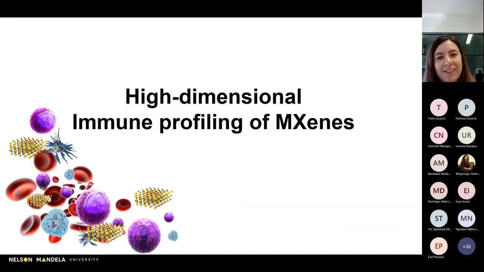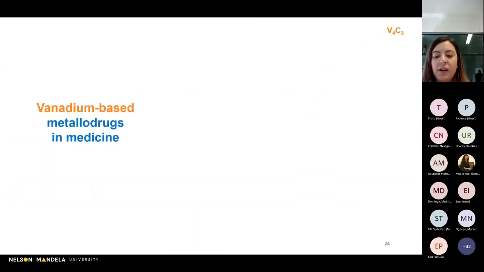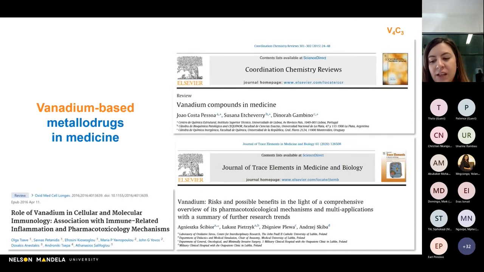Then we moved a step forward with another MXene, which is the vanadium carbide MXene. So among the large family of MXenes, the vanadium carbide was of particular interest for us, given the presence of vanadium in its structure. In recent decades, various vanadium compounds have been studied as immune modulator medicines, but all of them had in common the cytotoxicity.